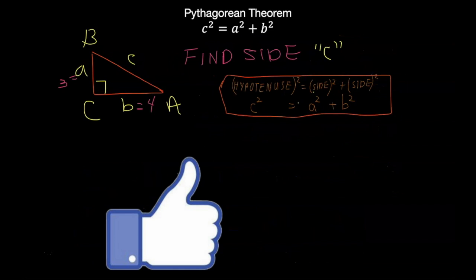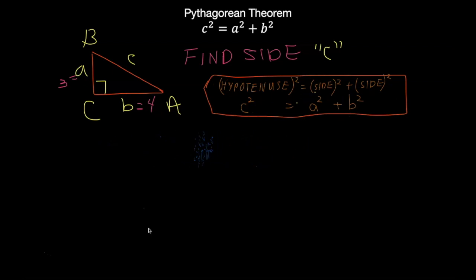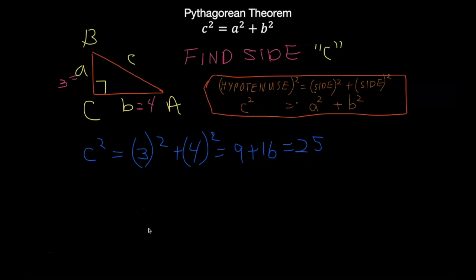So an example would be a triangle with sides 3 and 4. We would plug the a and b, 3 and 4, into the Pythagorean theorem, and we would get c squared equals 25. And to solve for c, we have to reverse squaring, which means square root, and the square root of 25 is both plus or minus 5.